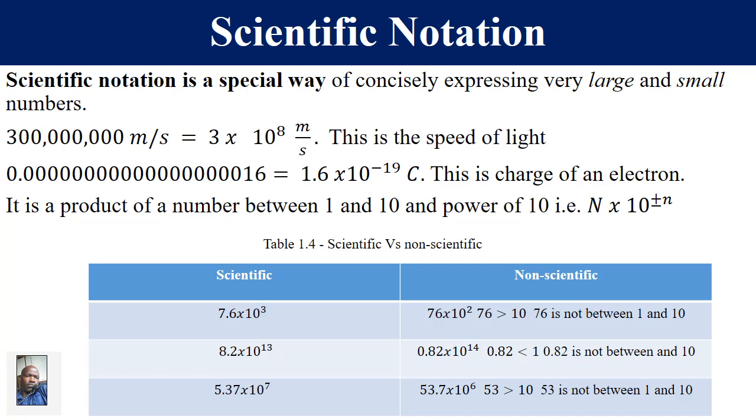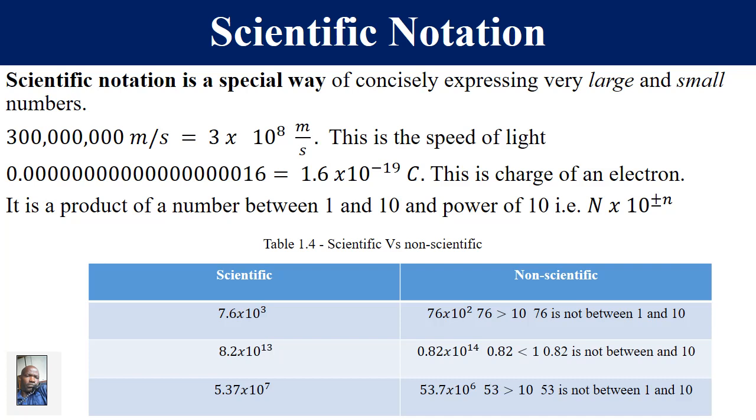Then for practice sake, I've put some numbers in scientific notation and those that are not in scientific notation and commented thereafter. 7.6, this is between 1 and 10, so it's correct, and we have 10 to the power 3. If we compare it, 76 times 10 to the power 2, this is not in scientific notation. Why? Because 76 is greater than 10, and 76 is not between 1 and 10. But their values, or the numbers, are the same in value, they are equal. That is to say, 7.6 times 10 to the power 3 is the same as 76 times 10 to the power 2, but one is in scientific notation, the other is not.